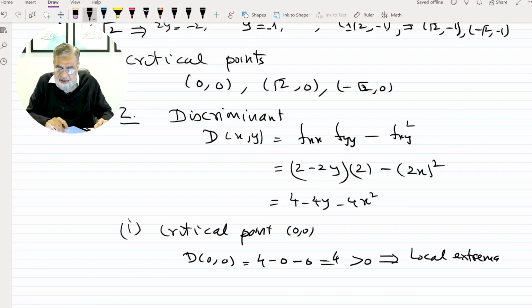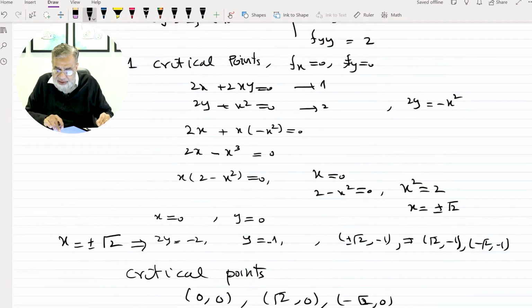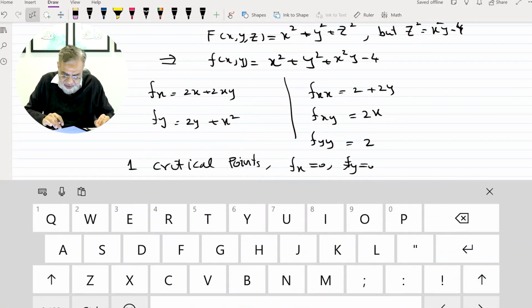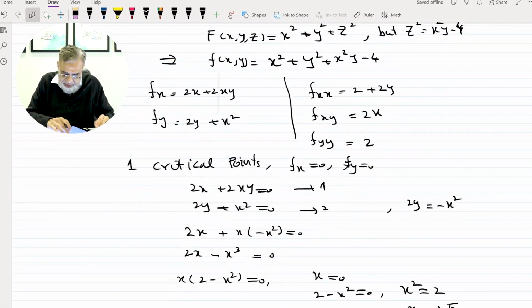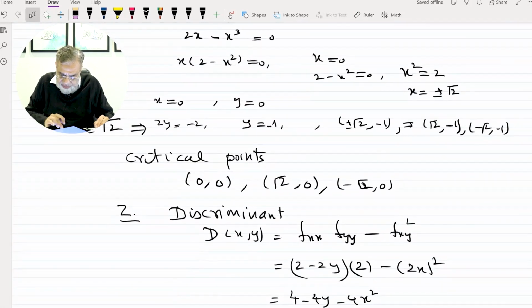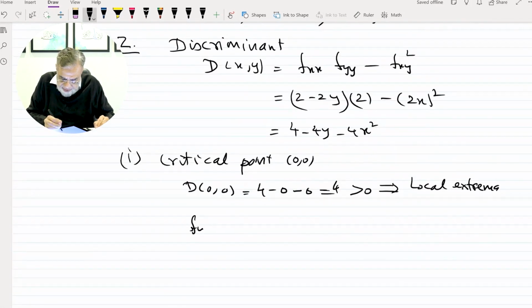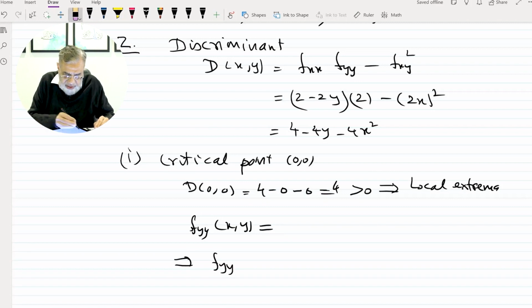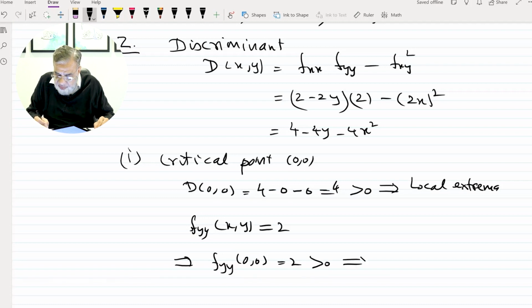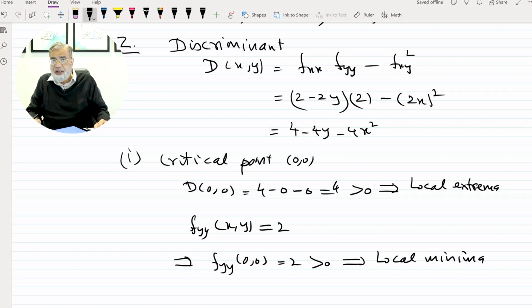So I check the second derivative. My second derivative here is f_yy, which is equal to 2. So I can just write here f_yy is equal to 2. Here f_yy at the point (0, 0) is also equal to 2, which is bigger than 0. And bigger than 0 implies local minima. So the point we are having here is a local minima at the point (0, 0).